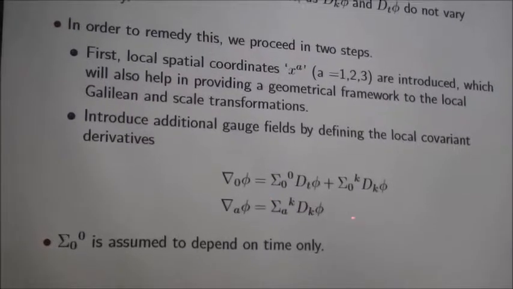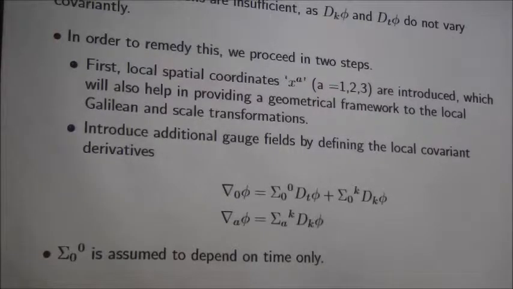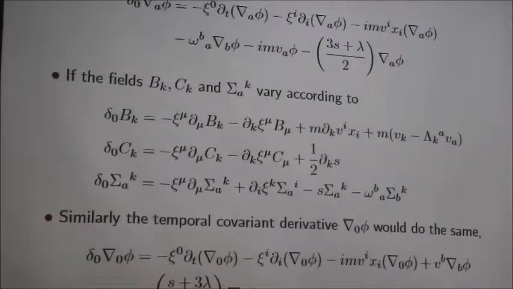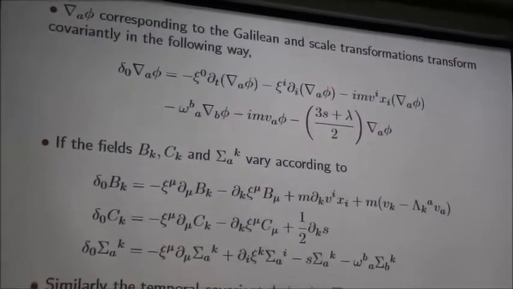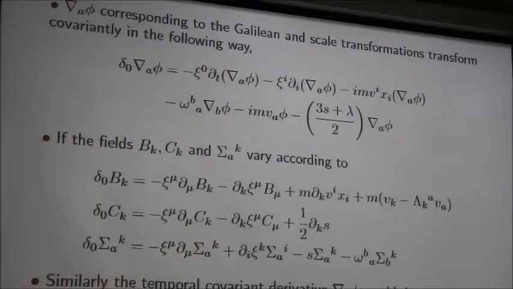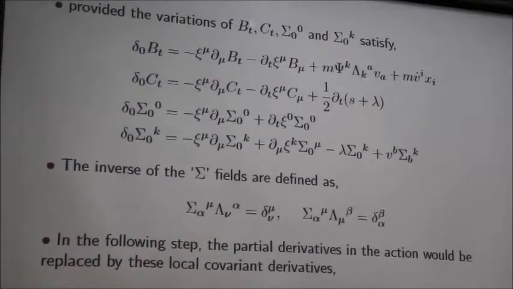So grad 0 phi is sigma 0 0 d_t phi plus sigma 0 k d_k phi, and grad A phi is sigma A k d_k phi. Here sigma 0 0 is assumed to depend only on time because of the absolute nature of time in the Newtonian case. So we can find that grad A phi behaves covariantly, provided the additional H fields introduced through the covariant derivative, B_k, C_k, and sigma A k vary accordingly. Similarly, the temporal covariant derivative grad 0 phi would also do the same, provided the variations of these additional H fields satisfy these relations.